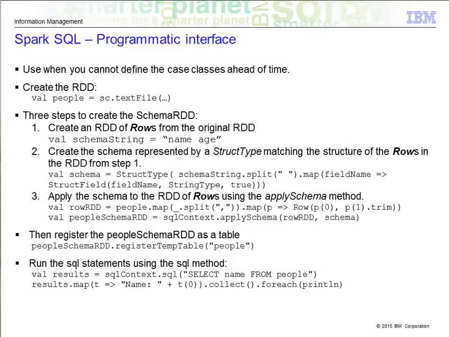Once you have your Schema RDD, you register that RDD as a table, and then you run SQL statements against it using the SQL method. The results are returned as the Schema RDD, and you can run any normal RDD operation on it. In the example, we select the name from the people table, which is the Schema RDD. Then we print it out on the console.